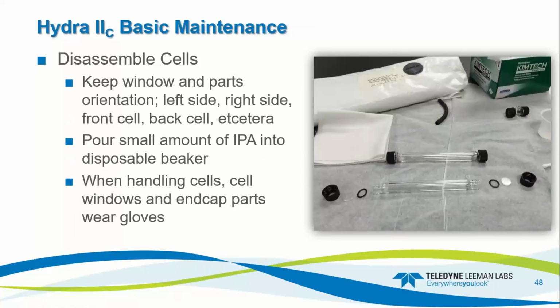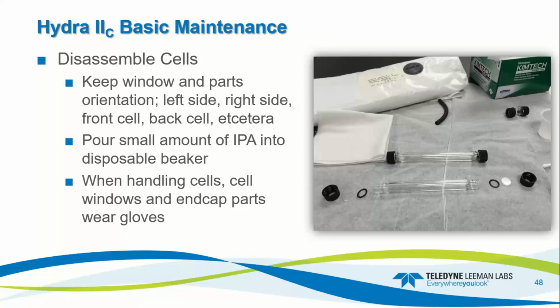And a little trick is to keep your windows and parts orientation the same. So left side, right side, front and back cell, etc., so you know how to put it back together. Don't mix and match them up. If you have an issue with the cells and you clean them, when you put them back in, you'll see the results. But if you're changing windows and stuff around, it throws a little bit of unknown in there, so you may not be able to keep everything in control like you would like to.